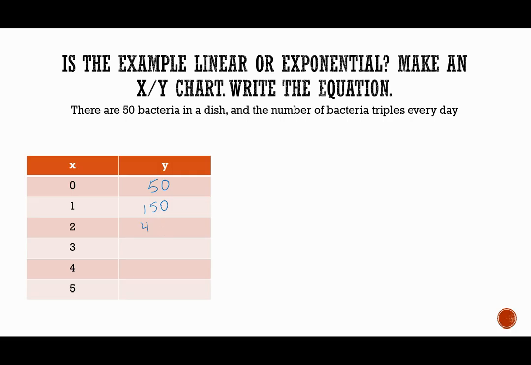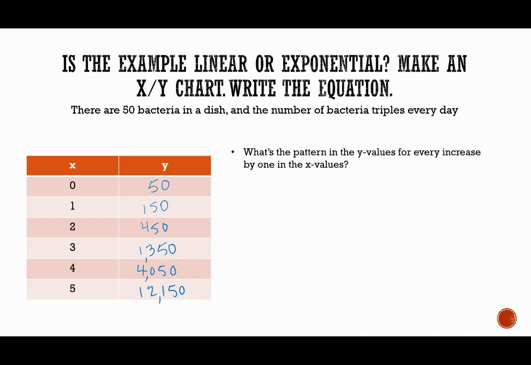And then 450 tripled, 1,350. And then 4,050 and 12,150. Very big numbers. Lots of bacteria. Okay, so what is my pattern in the y values for every increase in x?